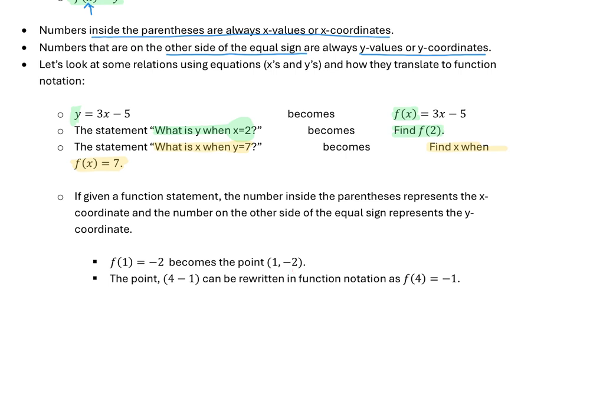And we can go the other direction as well. If we're told a point with an x-coordinate of 4 and a y-coordinate of negative 1 is on a function, then we can write it in function notation. 4 is our x-coordinate, which means it goes inside the parentheses, and negative 1 is our y-coordinate, and so we put it on the other side of the equal sign.